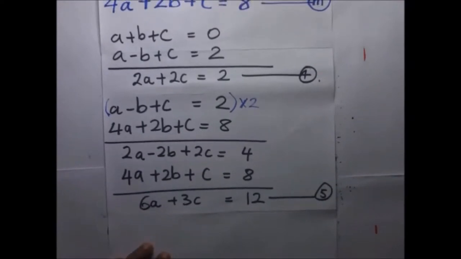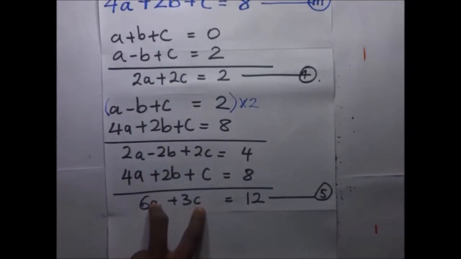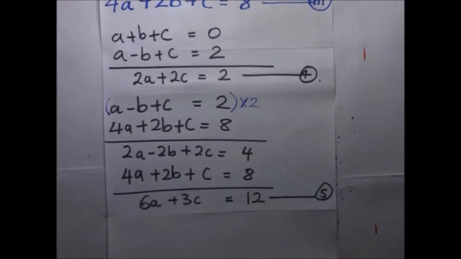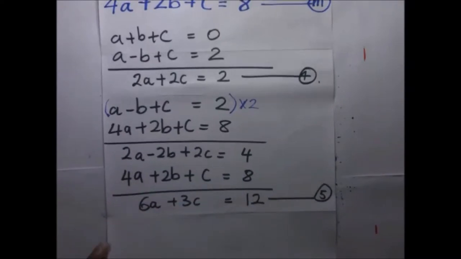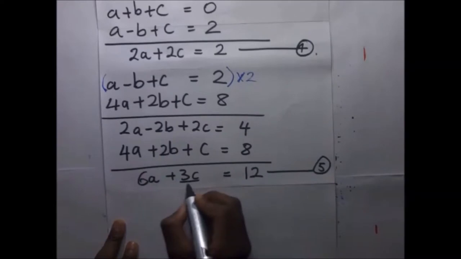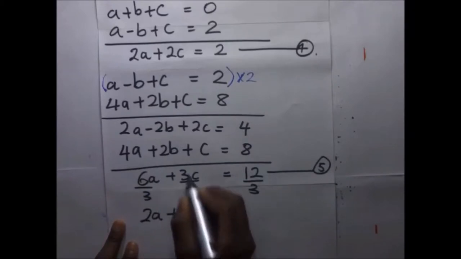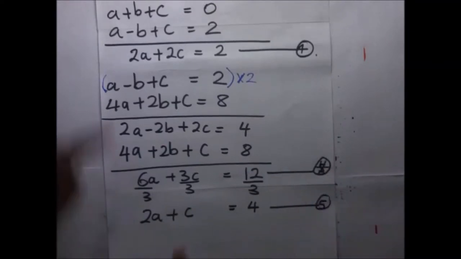So now we have two new equations. We have this equation with A and C. We have this equation with A and C. We have eliminated B. So we have two new equations, so we solve them simultaneously to get the values of A and C respectively. We can simplify this equation further, by the way. 6A plus 3C is equal to 12. If we divide through by 3, this becomes 2A plus C is equal to 4. That will still be our equation 5. So now we solve these two simultaneously.